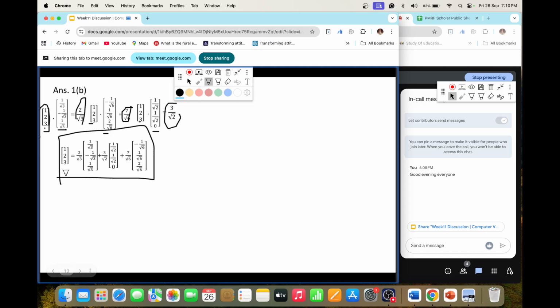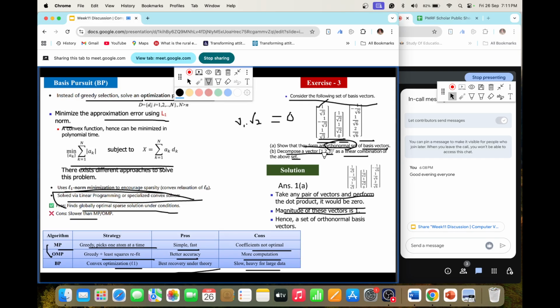So your 1, 2, 3 can be expressed in this direction, that is 1 by root 3, minus 1 by root 3, 1 by root 3. This is the first direction with this coefficient, this is the second direction with this coefficient, and this is the third direction with this coefficient. That is how you can express this vector as a linear combination of the above three vectors.